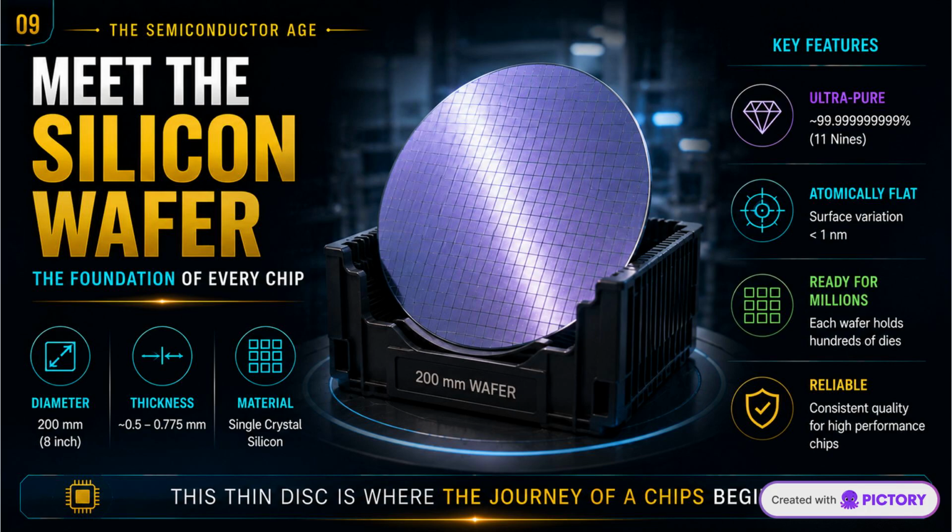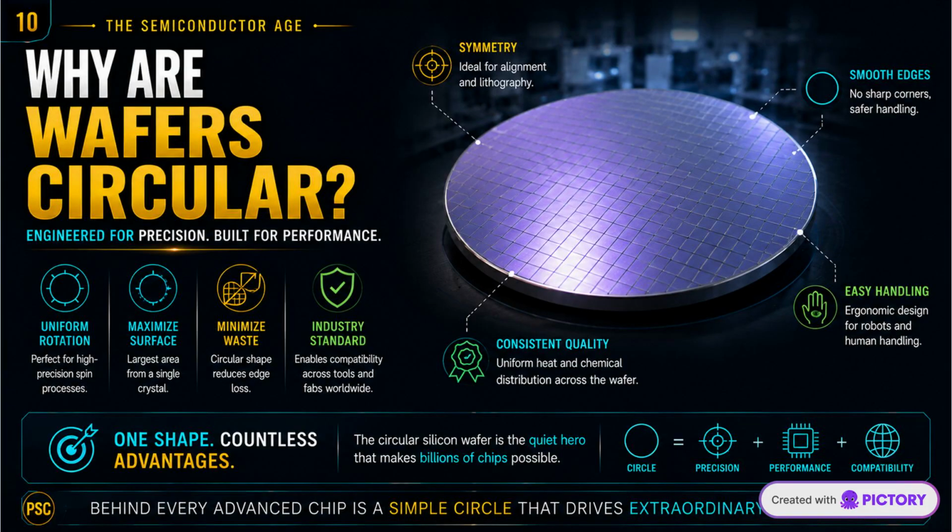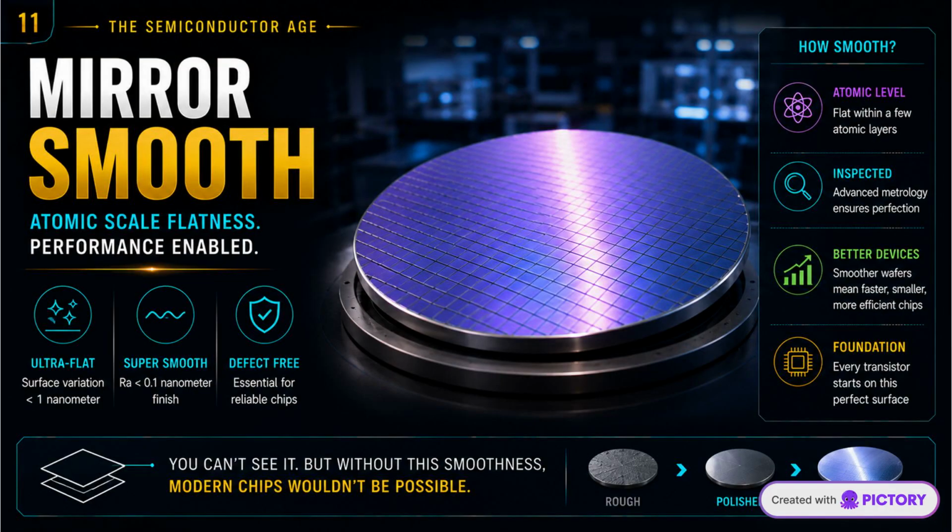consistent quality. The Czochralski process naturally produces a cylindrical crystal, making circular wafers the most practical and efficient shape to manufacture. Later, these circular wafers are divided into many square or rectangular chips. Before fabrication begins, the wafer is polished to an astonishing level of smoothness. Even the smallest scratch or particle could ruin an entire chip. In semiconductor manufacturing, perfection isn't a goal, it's a requirement.